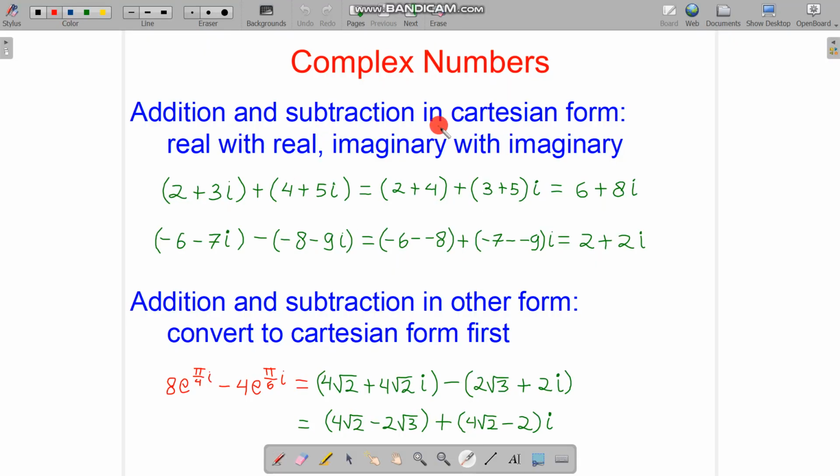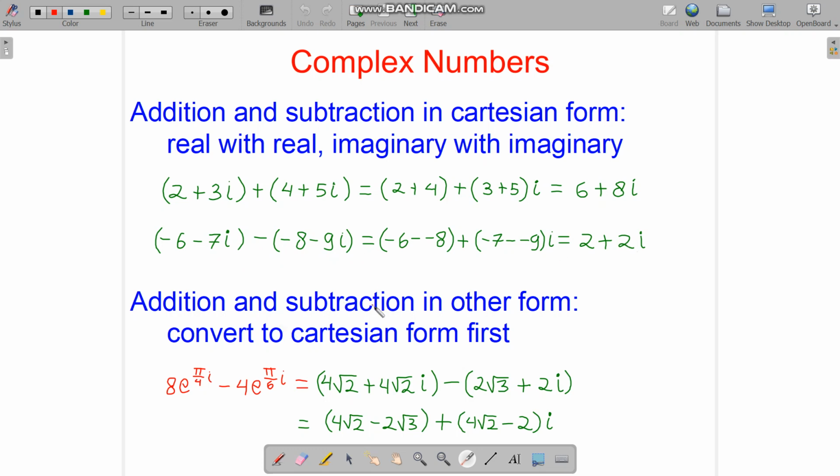Addition and subtraction in Cartesian form. Just add or subtract the real part with the real part, the imaginary part with the imaginary part. For example, 2 plus 3i plus 4 plus 5i. Add the 2 and the 4, the real parts, we get 6, and 3i plus 5i is 8i. For subtraction, same thing: 2 minus 6 is minus 4, and 3i minus 5i is minus 2i.